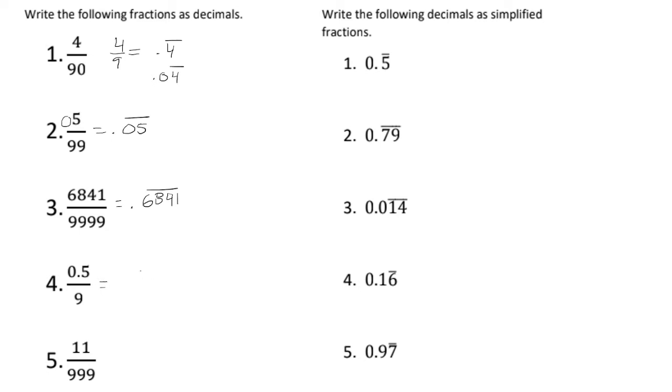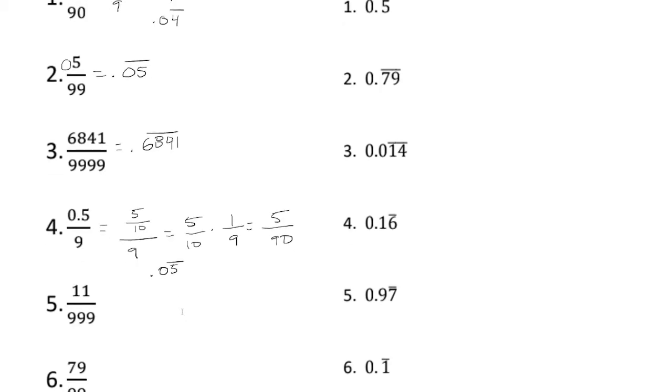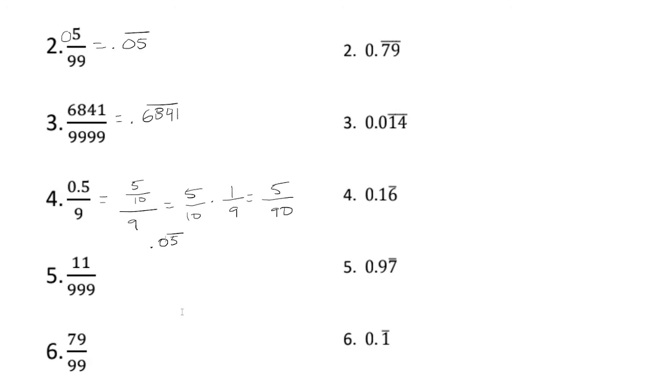The next one's a little tricky. I have 0.5 over 9, so 0.5 is 5 over 10, and that's divided by 9, which I can rewrite as 5 over 10 times 1 over 9, which is 5 over 90. Because there's an extra 0 at the bottom, that means I'm going to have to shift by 1. And then now I'm going to cover this 0 and say 5 over 9 is just 5 repeating. So the repeating is only on the 5, not the 0.